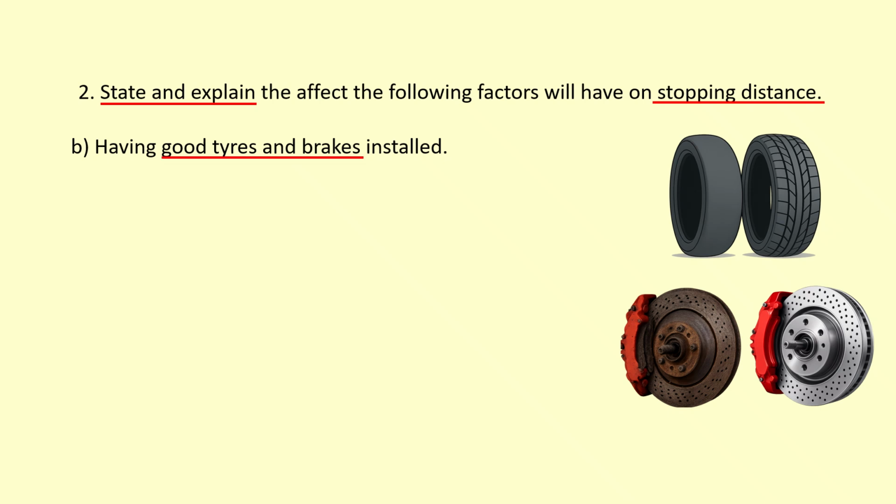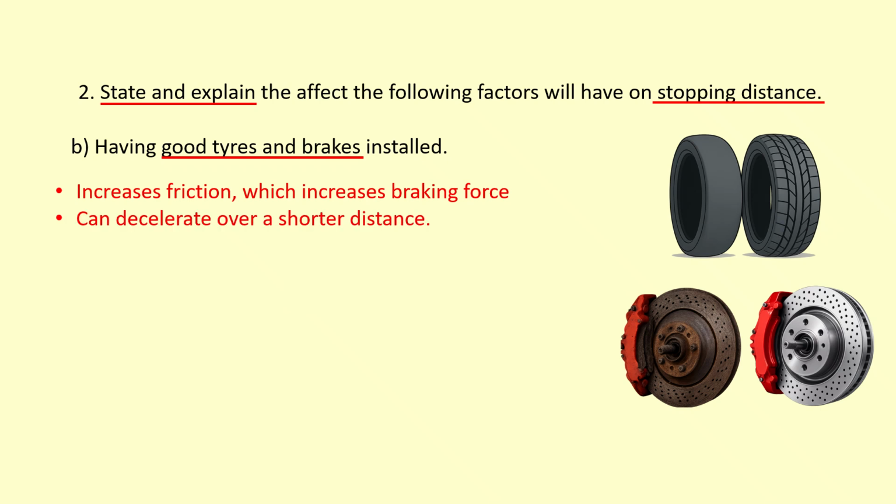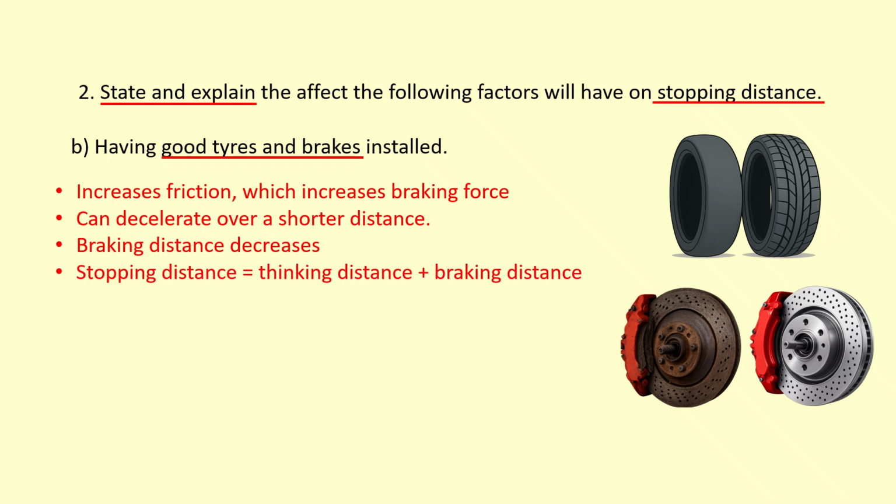Part B, how does having good tires and brakes installed affect your stopping distance? Good tires and brakes means we've got more friction. That means we've got a bigger braking force and we can decelerate in a shorter distance. So basically your braking distance decreases, which is good. However, the question is asked about stopping distance, and stopping distance is thinking distance plus braking distance, and the braking distance is shorter now. We haven't changed the thinking distance, but still, stopping distance will also decrease because we're decreasing the braking distance.